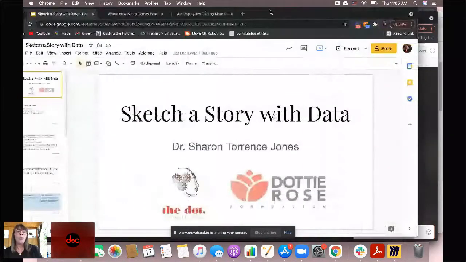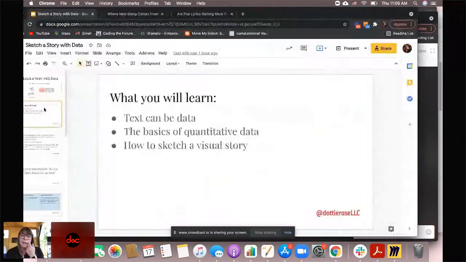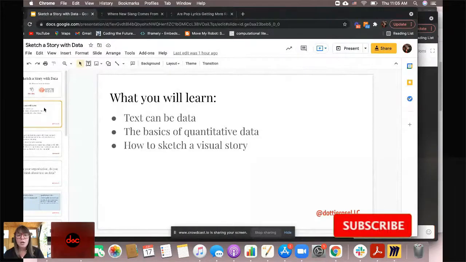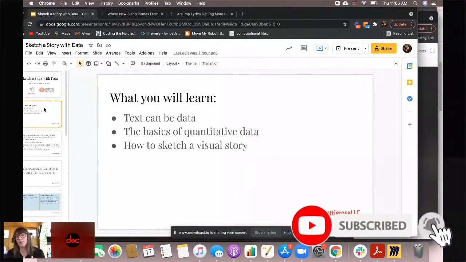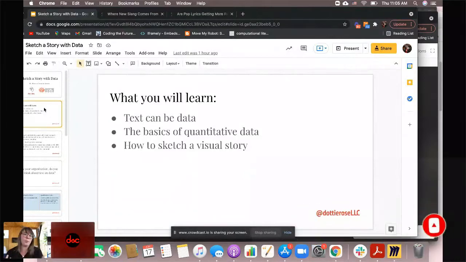So what are we going to learn today? Today, we're going to talk a little bit about how text can be data, the basics of qualitative data, and how to sketch a visual story. So I want you to immediately start thinking in your brain, how do you visualize data and what do you normally see it as? And most of the time, I'm going to keep that over there so you can think a little bit about what that is.